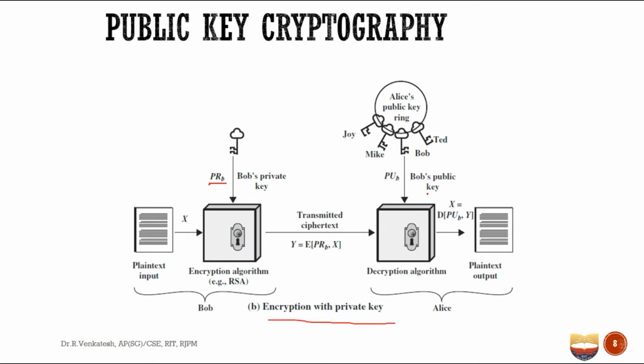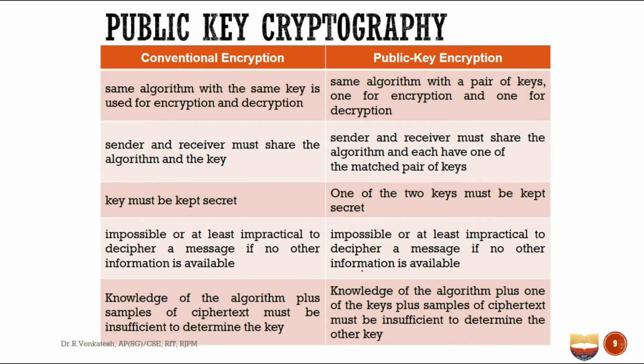By using this public key, we have to decrypt the ciphertext, and finally we will get the plain text as output. This is the example of encryption with private key. Next we are going to learn about the difference between conventional encryption and public key encryption.